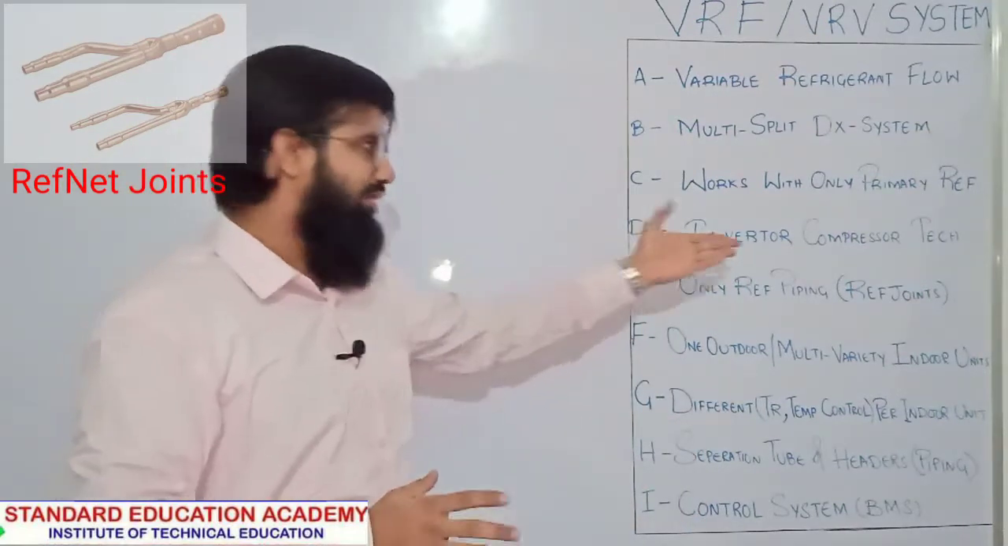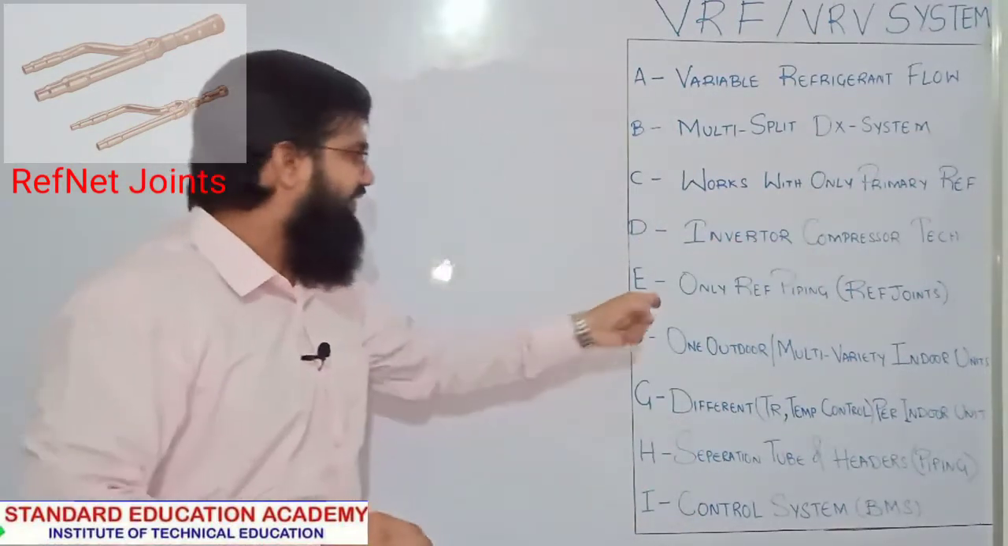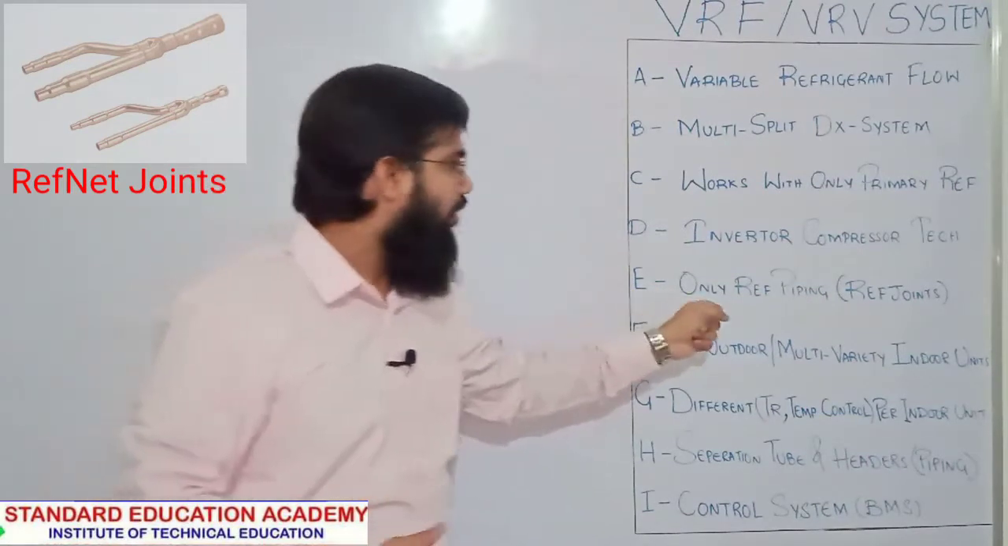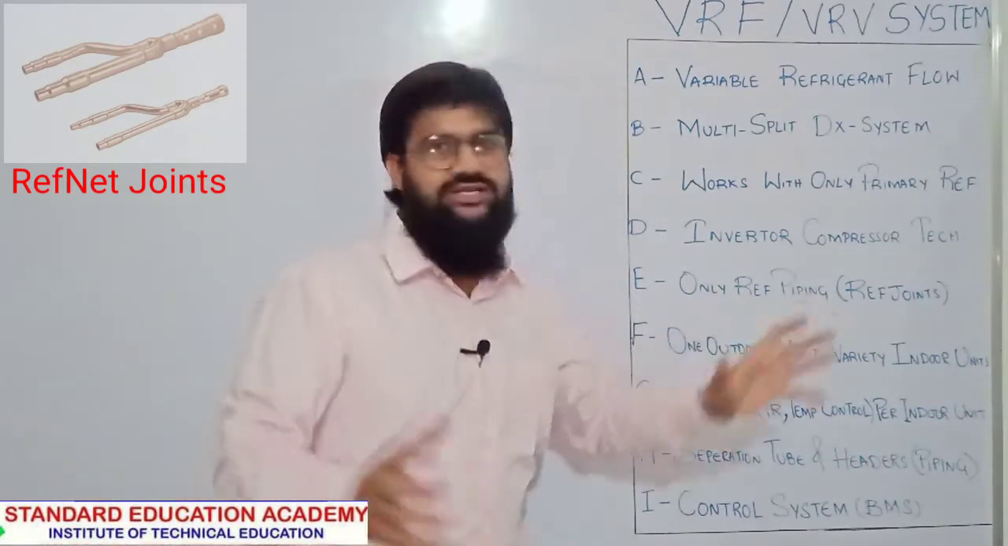Next point, I told you about inverter compressor technology. Then next, point number E, only refrigerant piping. What does it mean?